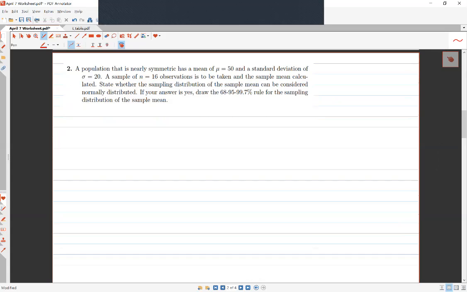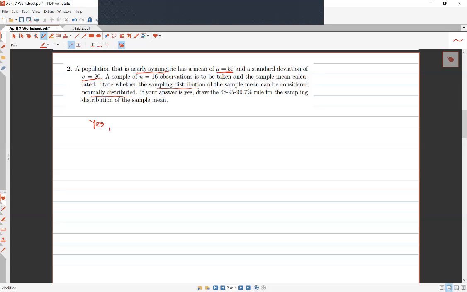Okay, let's look at our next example problem. A population that is nearly symmetric has a mean of 50 and a standard deviation of 20. A sample of 16 observations is taken and the sample mean is calculated. State whether the sampling distribution of the sample mean can be considered normally distributed. Let's answer that question before we look at what else is being asked.